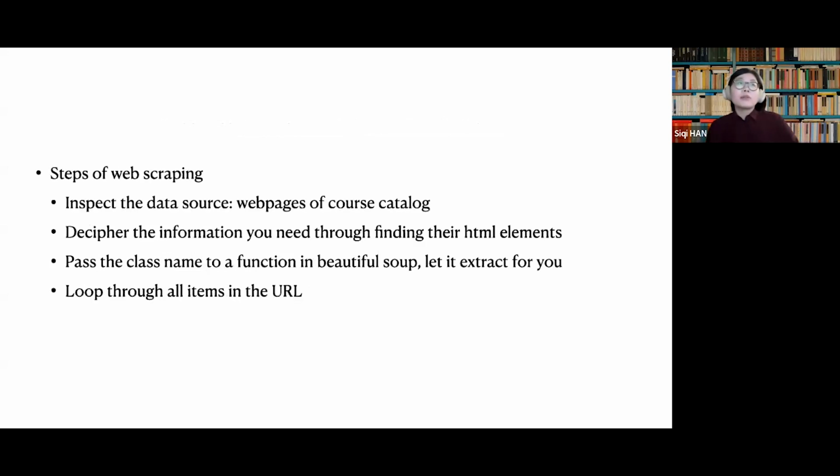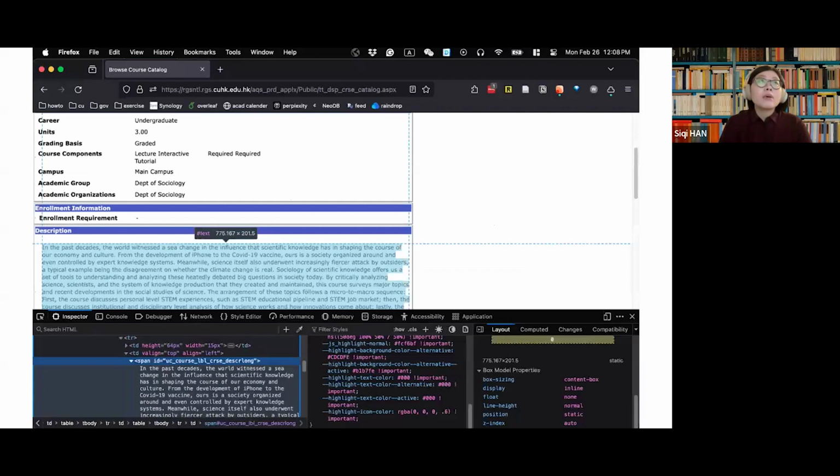So the steps, I don't think I need to spend a lot of time on it. We just go to the web page and then we look for the HTML elements where the paragraphs of description are situated. And we pass the class name of this HTML element to Beautiful Soup or Selenium and let it extract for us. And then we look through all courses in the department and then in the school. So here is an example.